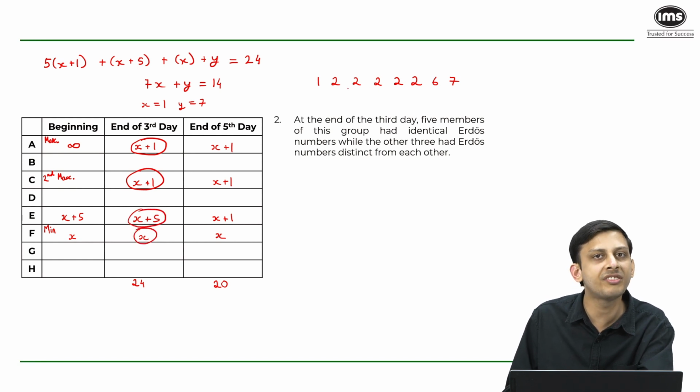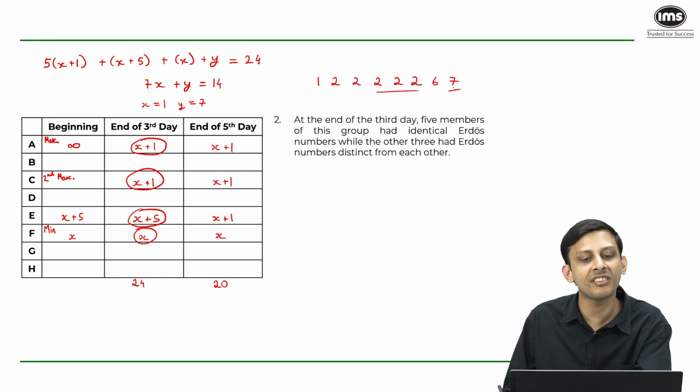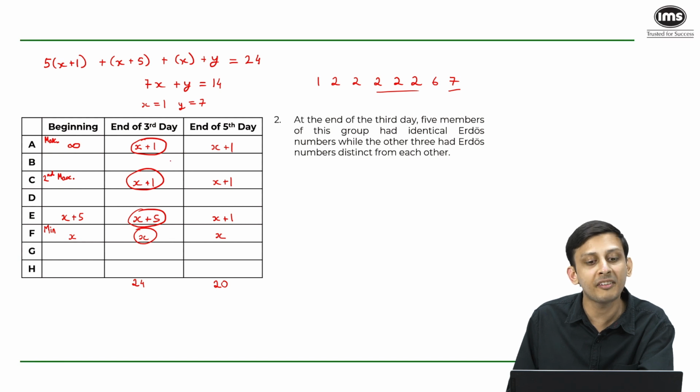Okay, so we will have 2, 2, 6, 1. But what about the other 2s? What about the 7? Which people will have these Erdos numbers? We don't know specifically. We know that B, D, G, H will have these 4 Erdos numbers. But which one of them will have 7? Which 3 will have 2? We have no information about that. So we will not be able to plug in these values in the table as it is currently.